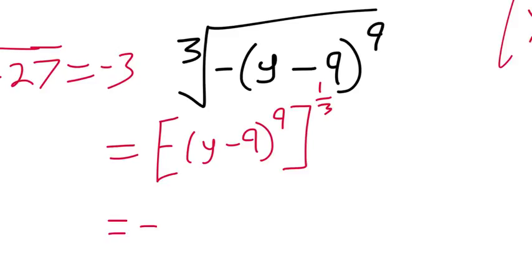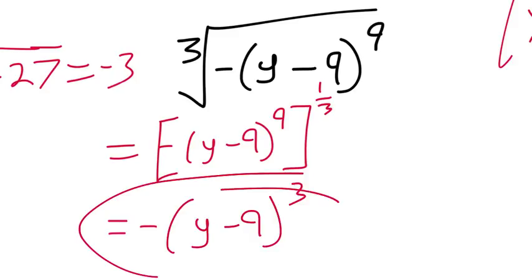And then now we can take care of the 1/3 power. This is all one term because it's all one parentheses being raised to the 9th power. So we're going to do 1/3 times 9 to make the 3rd power. And there we go. That's pretty much as simplified as it can be.